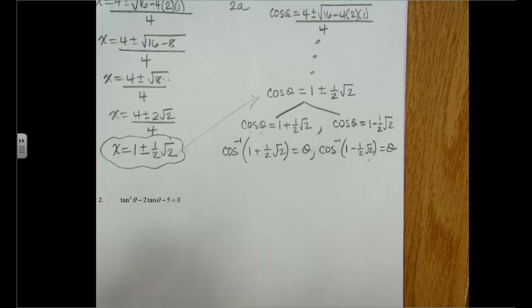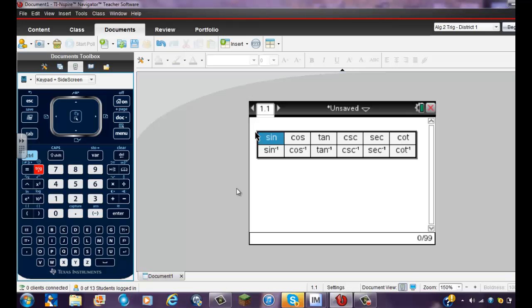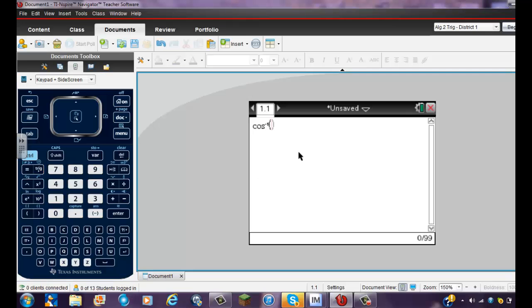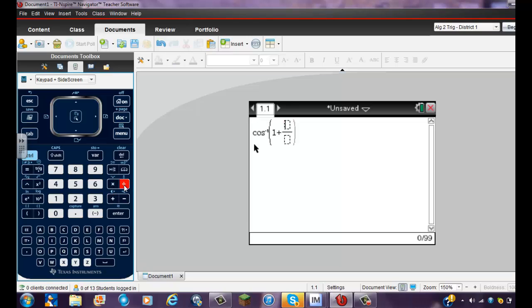So let's go to our calculator. Okay, so push your trig button, find inverse cosine, and type your expression exactly as you see it on your paper. So 1 plus 1/2 times the square root of 2.